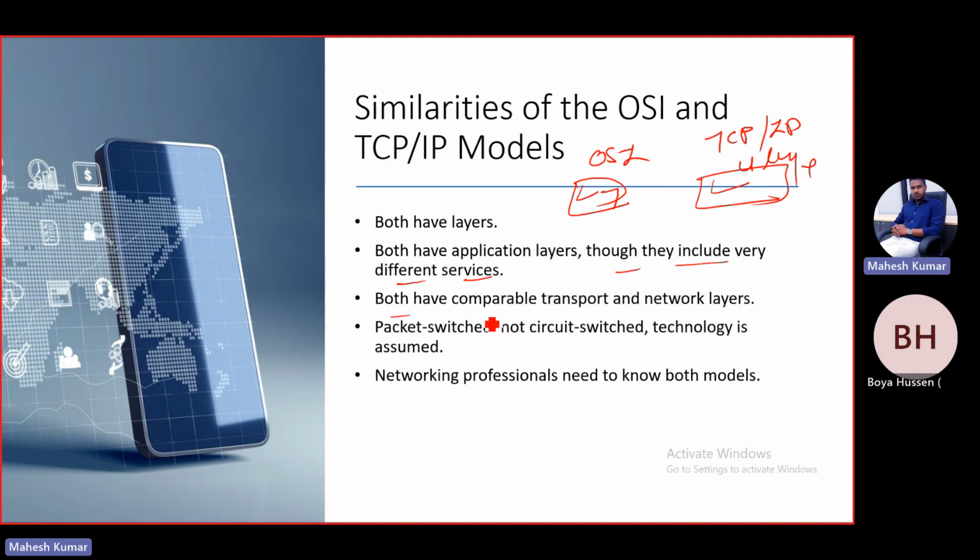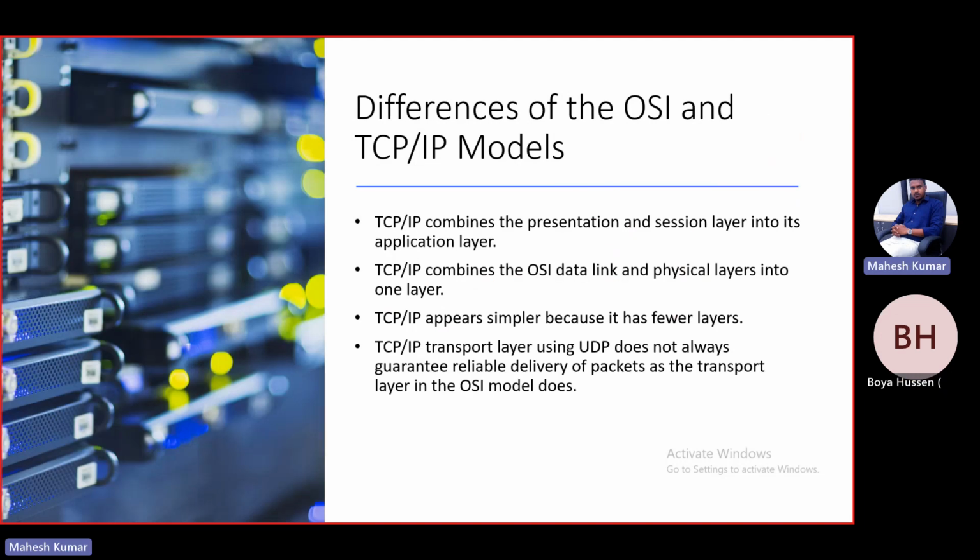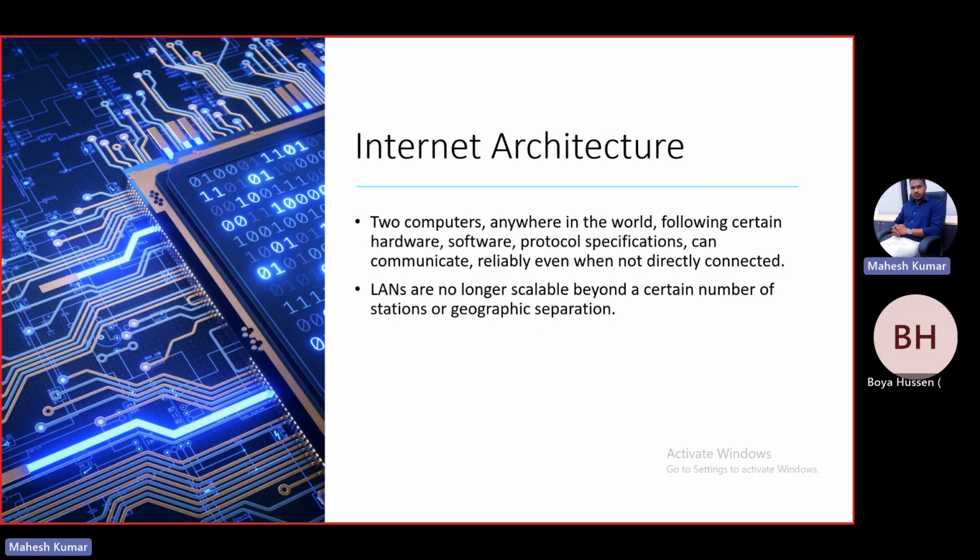Both have comparable transport and network layers. Both are having both the layers. And packet switch, not circuit switch technology is assumed. Packet switch or circuit switch, it means both are supporting. Differences between OSI and TCP/IP you can read. TCP/IP combines the presentation and the session layer into its application layer. It means there is no big difference on this.